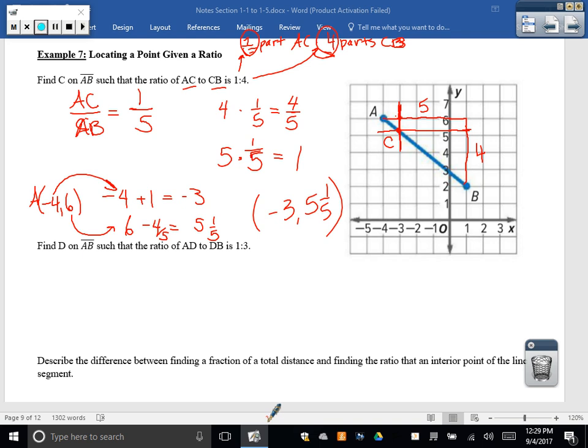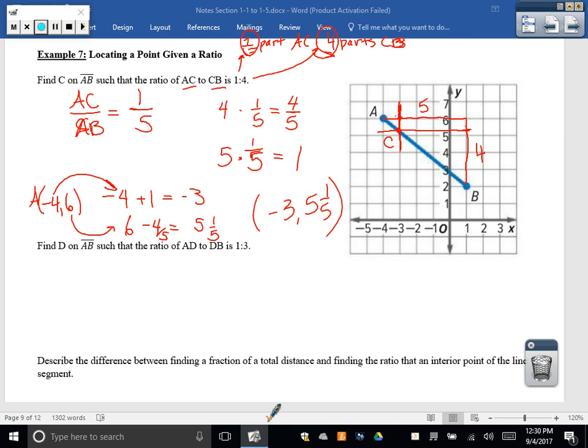For the last problem there, it says describe the difference between finding a fraction of a total distance and finding the ratio that an interior point of the line segment. Basically, I wanted you to describe the difference between the last two. And the biggest difference, I believe, is that in this last example, we're talking about 2 parts of a line, 1 part AC, 4 parts CB. So you got 2 parts of a line versus the previous example, number 6, where we were given, let me see here.